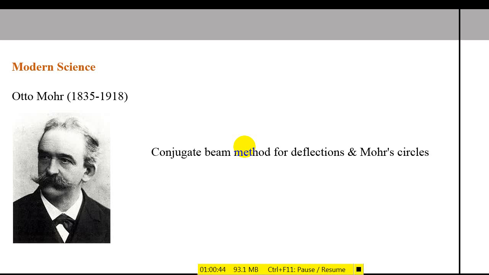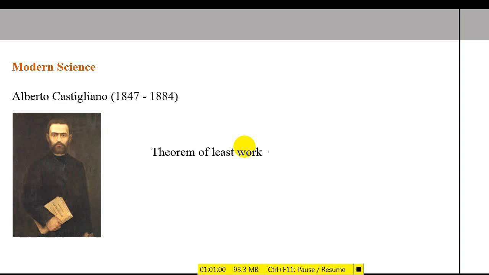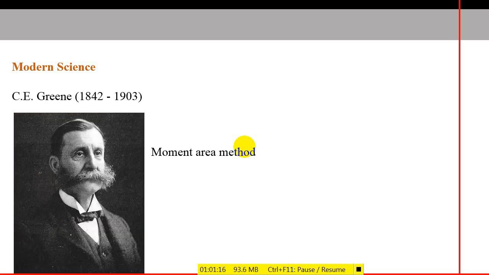So the conjugate beam method was developed by Otto Mohr, which we can still use to analyze statically determinate structures and to estimate the deflection. We will see it in 2 weeks' time. Then Castigliano's theorem is another work that is used to analyze statically indeterminate beams. So you will see next semester how to use Castigliano's theorem.